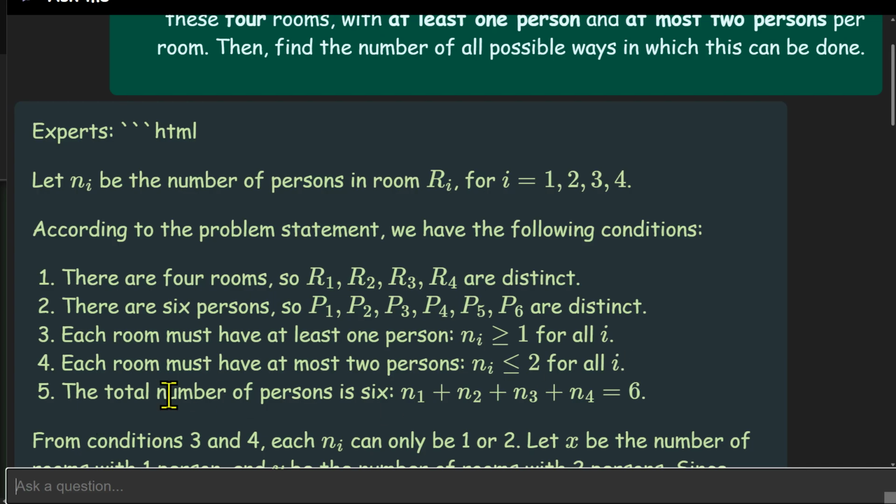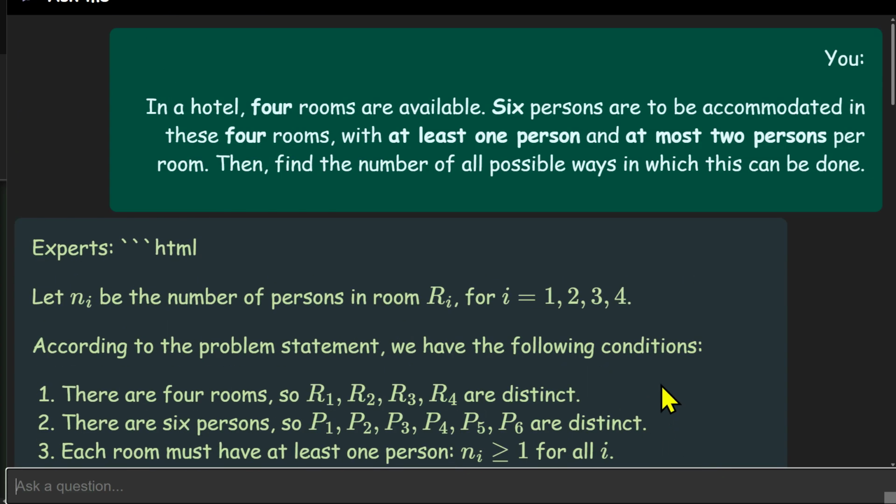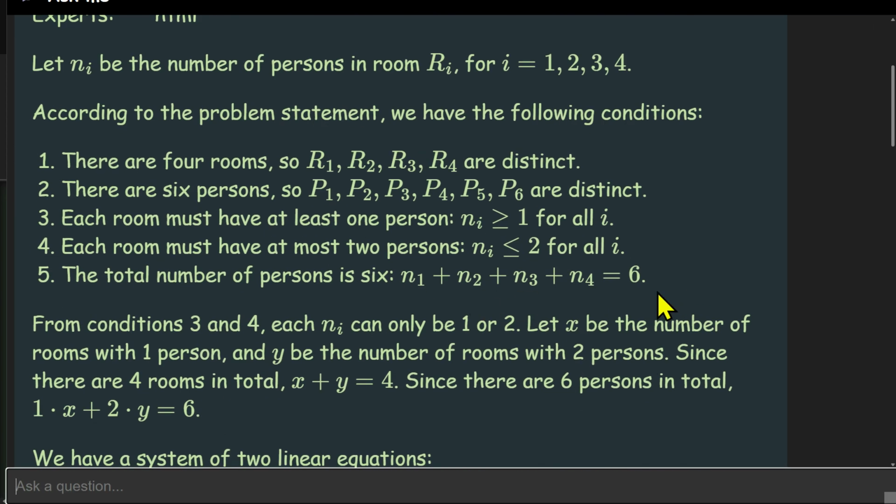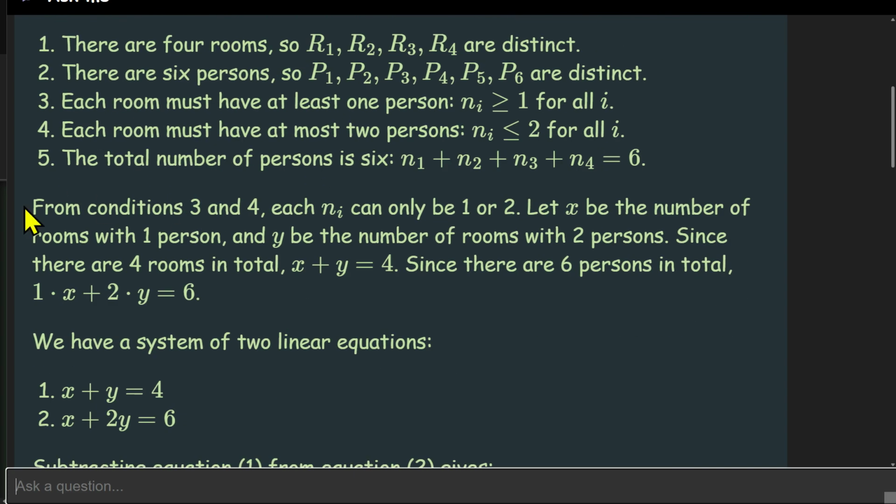So the total number of persons is six, meaning N1 plus N2 plus N3 plus N4 equals 6, because there are four rooms Ri. From conditions three and four, each Ni can be 1 or 2. Let x be the number of rooms with one person and y be the number of rooms with two persons. Since there are four rooms in total, x plus y equals 4.